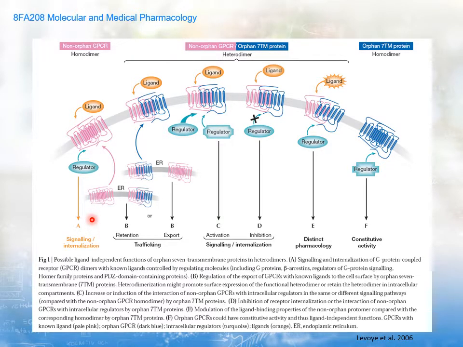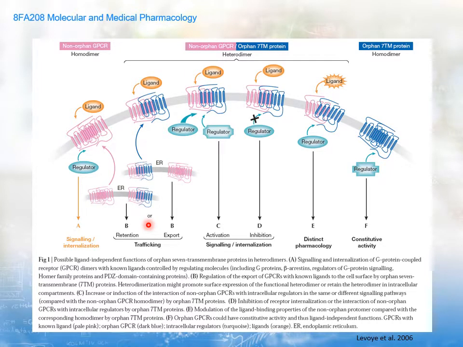What Levoy is proposing is that this dimerization can also take place with an orphan G protein-coupled receptor. In this case, you have the heterodimer formation of a non-orphan GPCR in pink and an orphan GPCR in blue. What he speculates in the article is that the dimerization of a non-orphan with an orphan receptor may result in a change in function, for example a change in retention or exportation. That means the trafficking of the receptor. If the heterodimer is formed, it could hold the membrane receptor longer or shorter in the endoplasmic reticulum. It could affect its trafficking.